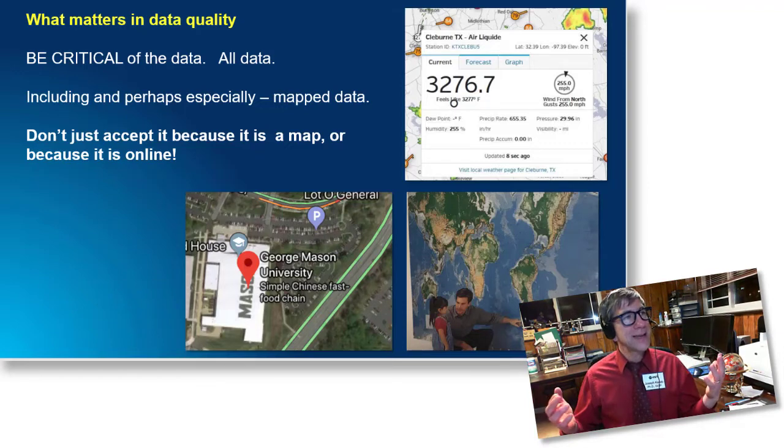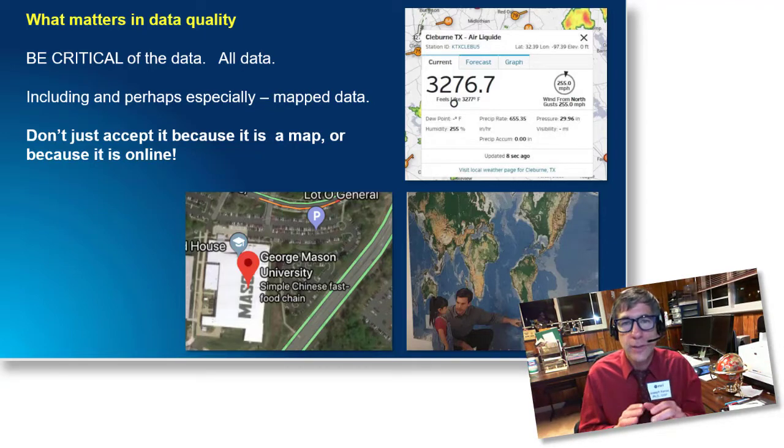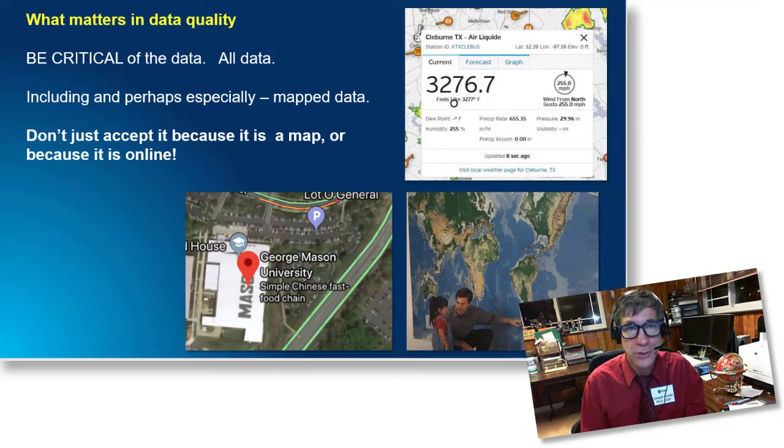I think mapped data has this air of authenticity. It's often just believed because it's a map and it looks authoritative. But be critical of it. Remember, anybody can create a map from a GIS nowadays and serve it for millions of people to look at. Be critical of it. Take a look at a couple of these examples.